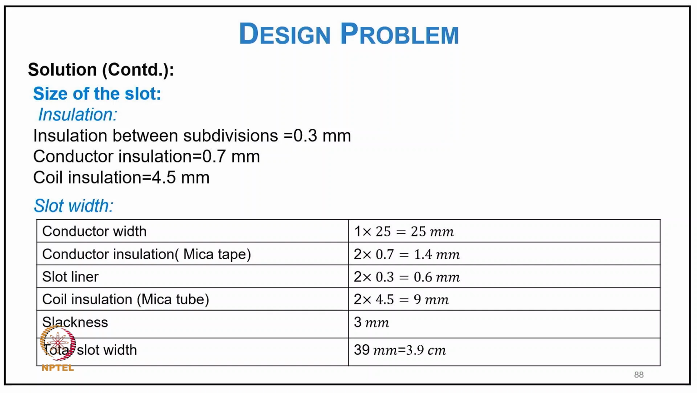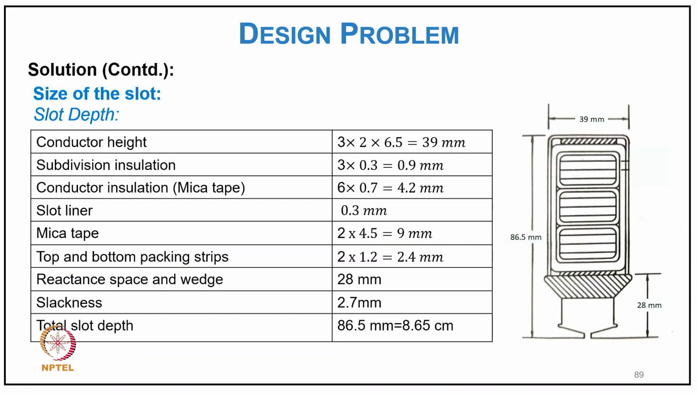So for the slot width: conductor width is 25 millimeter, conductor insulation is 1.4 millimeter, slot liner 0.6 millimeter, coil insulation mica tape 9 millimeter, and slackness 3 millimeter, and the total slot width is now 39 millimeter, around 3.9 centimeter.